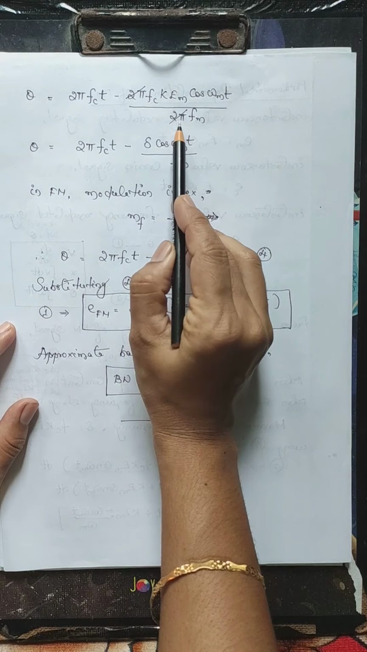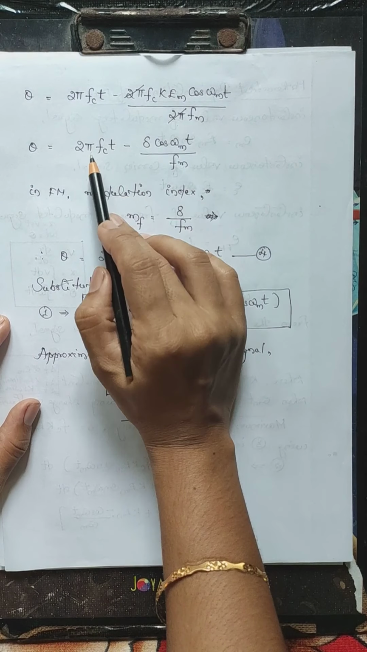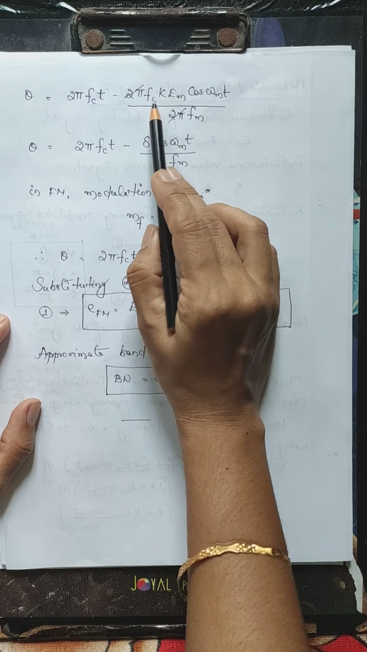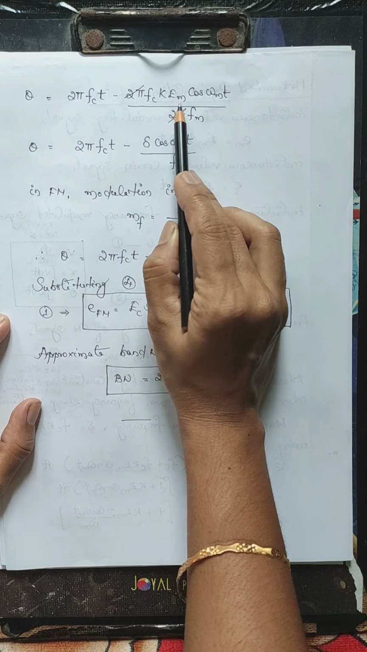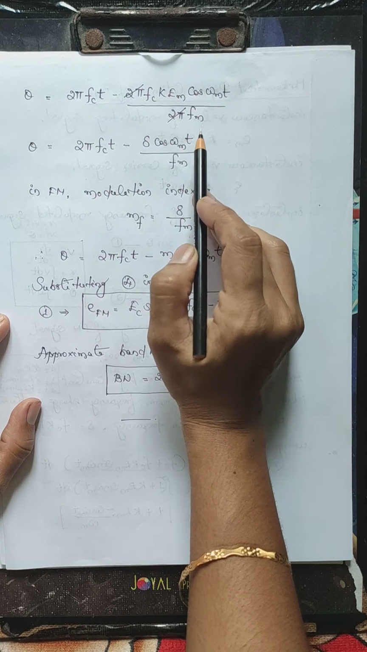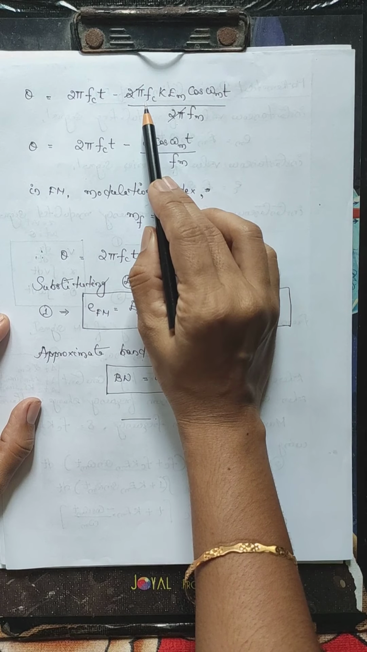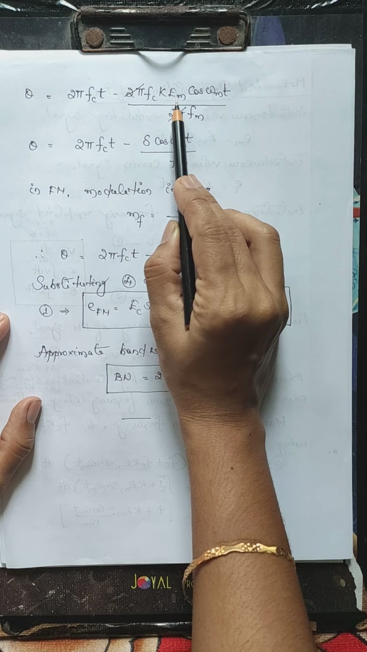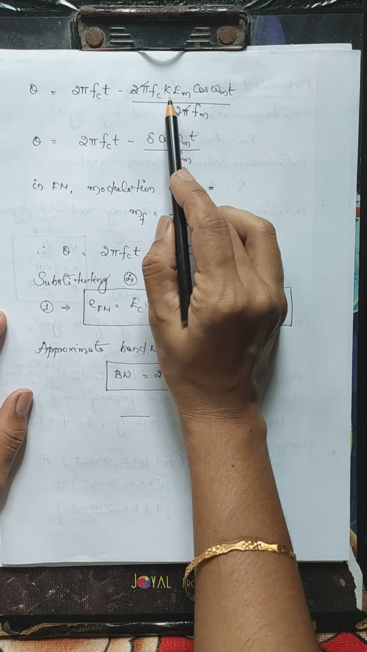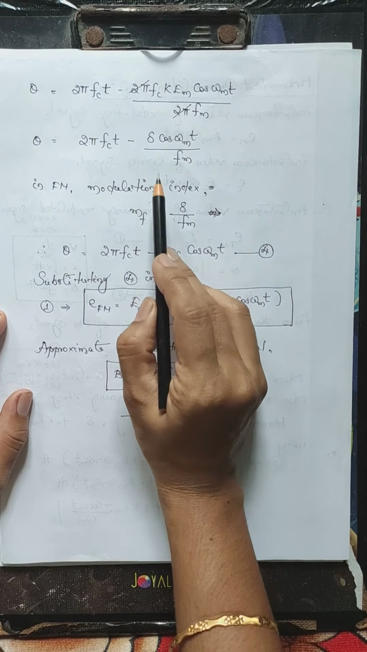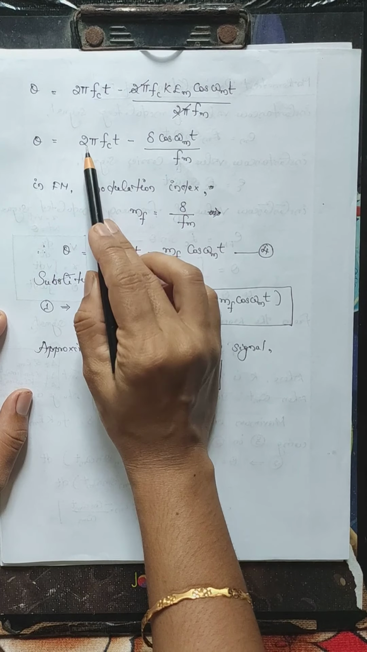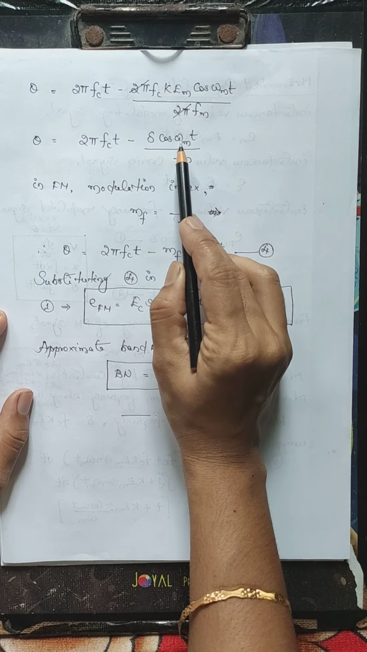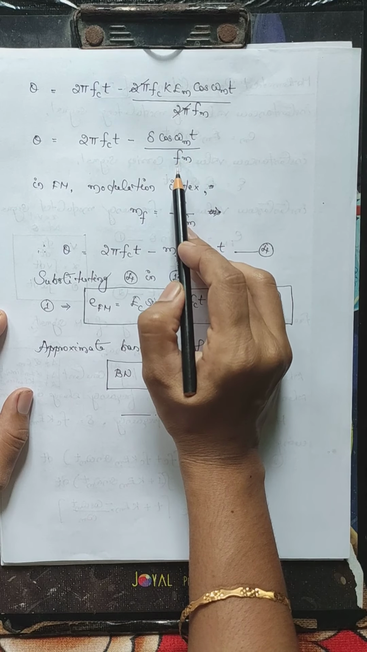So 2 pi and 2 pi get cancelled. So the equation becomes 2 pi fc into t minus fc into k into Em into cos omega mt divided by fm. So we have already got fc into k into Em as the maximum change in frequency, and we have denoted that term as delta. So it becomes 2 pi fc into t minus delta into cos omega mt divided by fm.